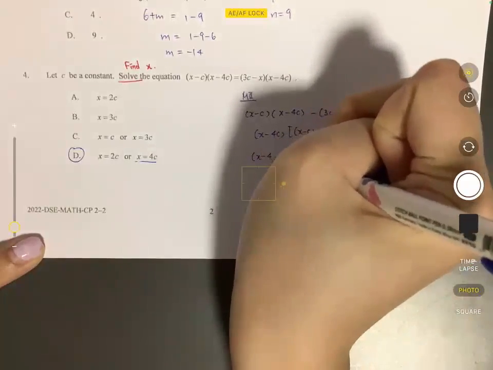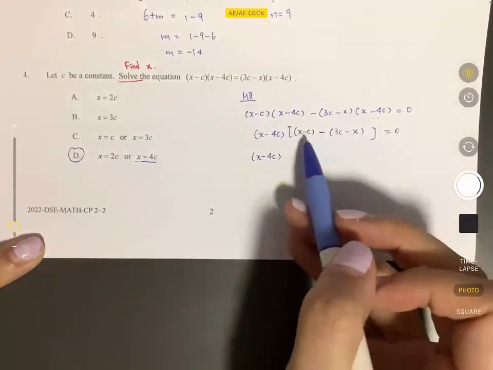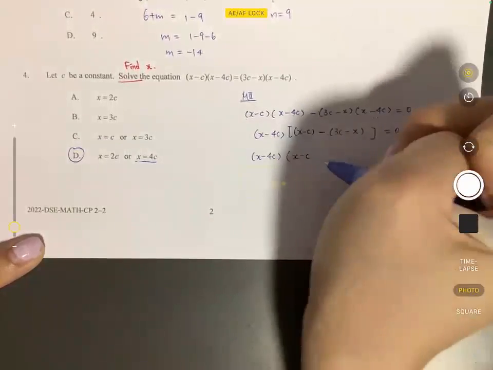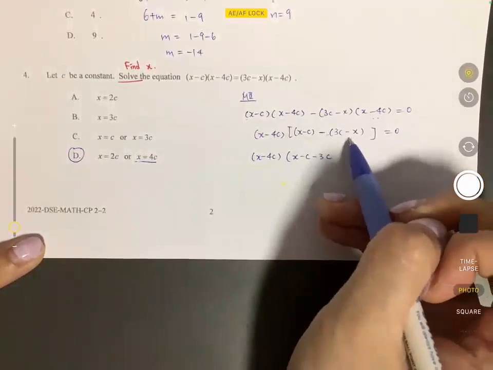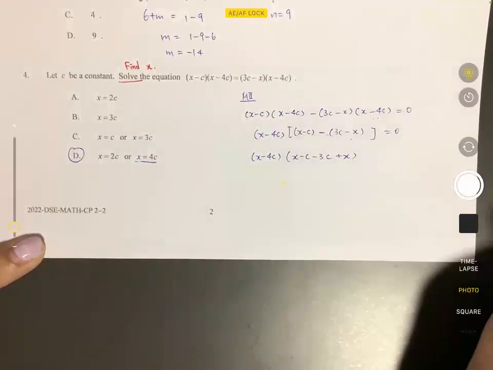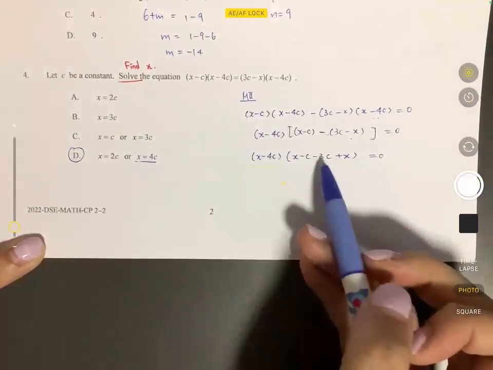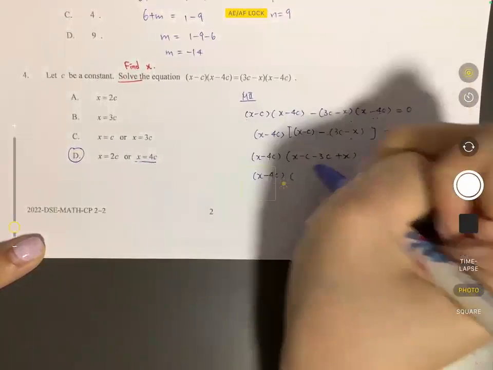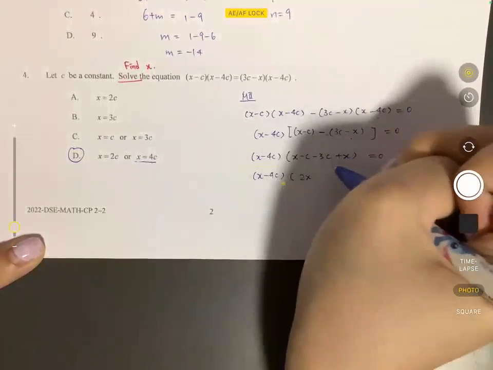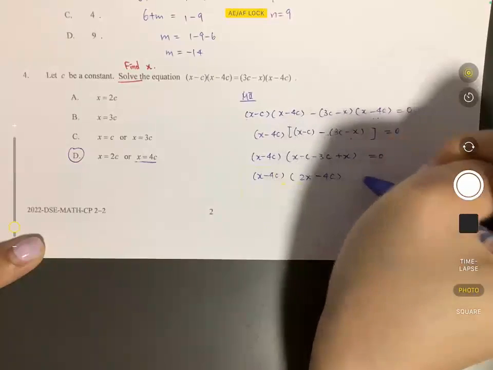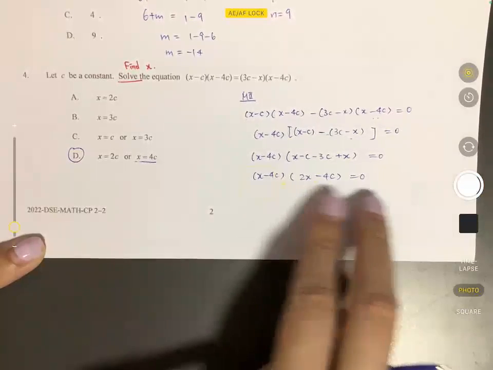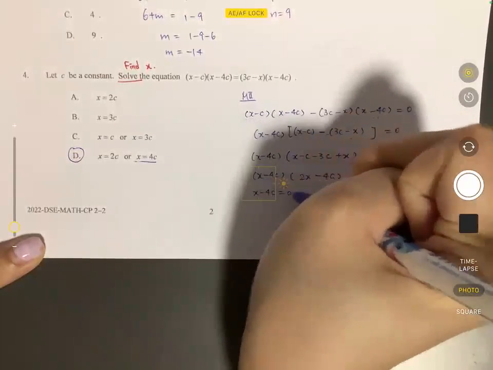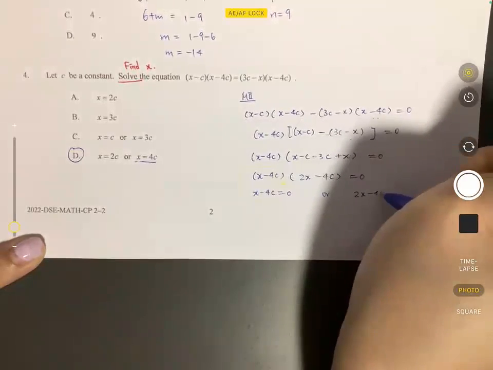So for the first bracket, just copy. For the next one, we expand it now. So x minus c, minus go inside, minus 3c, minus negative, that means plus x, okay? So equals 0. So do some calculation here. For the first one, still copy. For the next one, x plus x altogether, we got 2x. Minus c and minus 3c altogether is minus 4c, equals 0. So two things multiply to give 0. That means either one of them is 0. So that means x minus 4c is 0 or 2x minus 4c is 0.